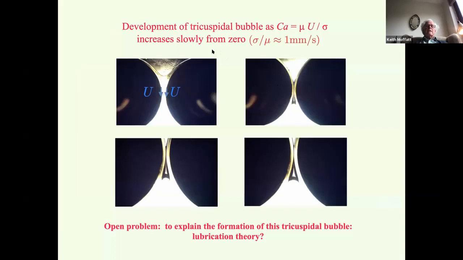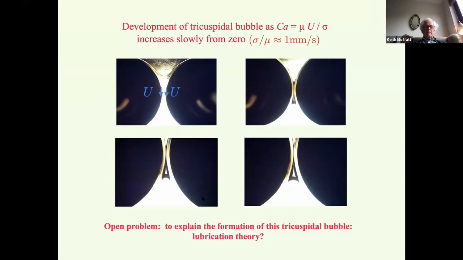This is what actually happens as the capillary number increases slowly from zero. When it's extremely small, the curvature is quite finite. You see this is the form. But if you increase the speed U, on which the capillary number depends, then the cusp and the sheet of air develop and become quite pronounced. And this shape becomes sort of stabilized with increasing capillary number, still of order unity, certainly not large. To explain the formation of this tricuspidal bubble, lubrication theory obviously may be a help in this matter.